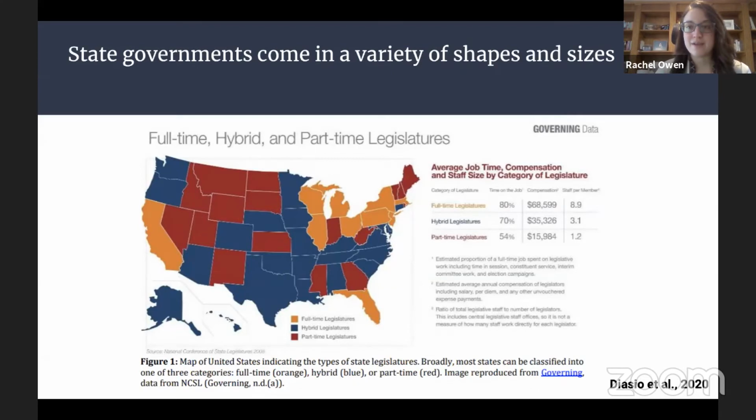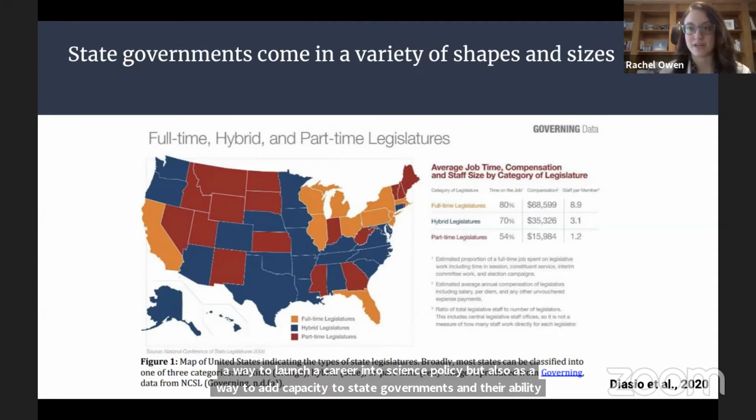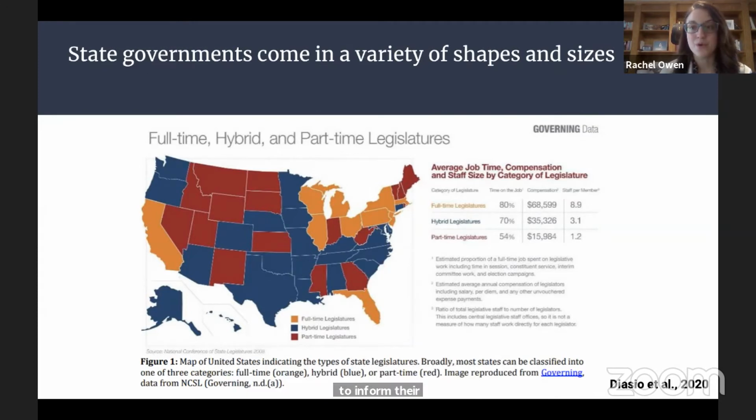So I am just going to give a brief overview here at the beginning of how all states come in different shapes and sizes when it comes to their state governments. And so, a really easy interactive question: if you could just post which state you're from in the chat, I would love to bring in some information about your state as we go. If you have any fun facts about your state government too, feel free to share them.